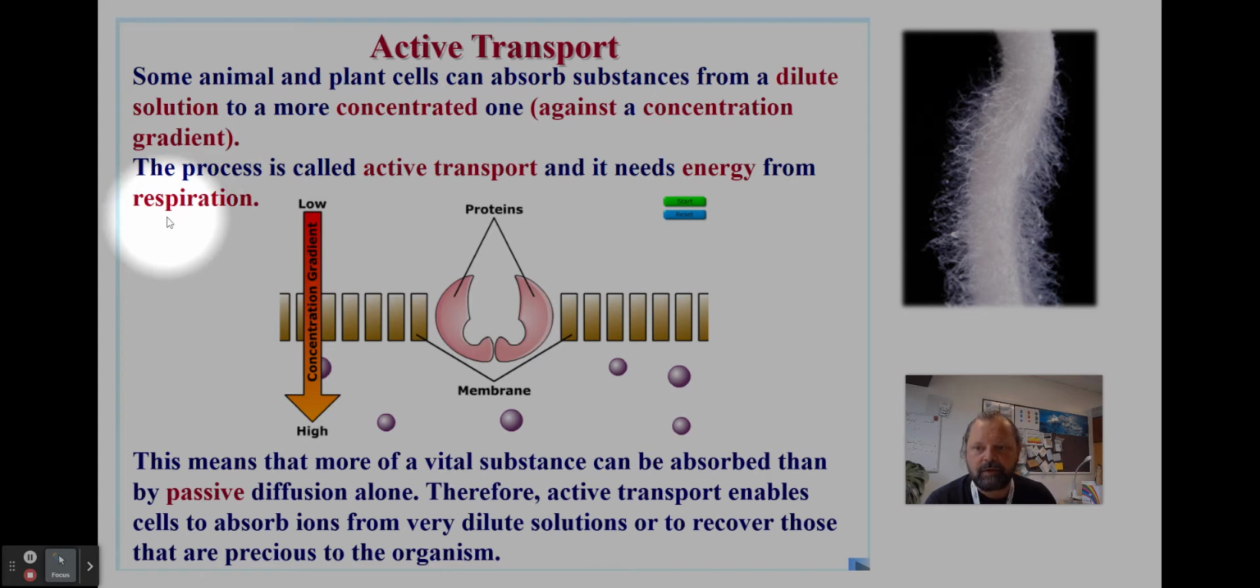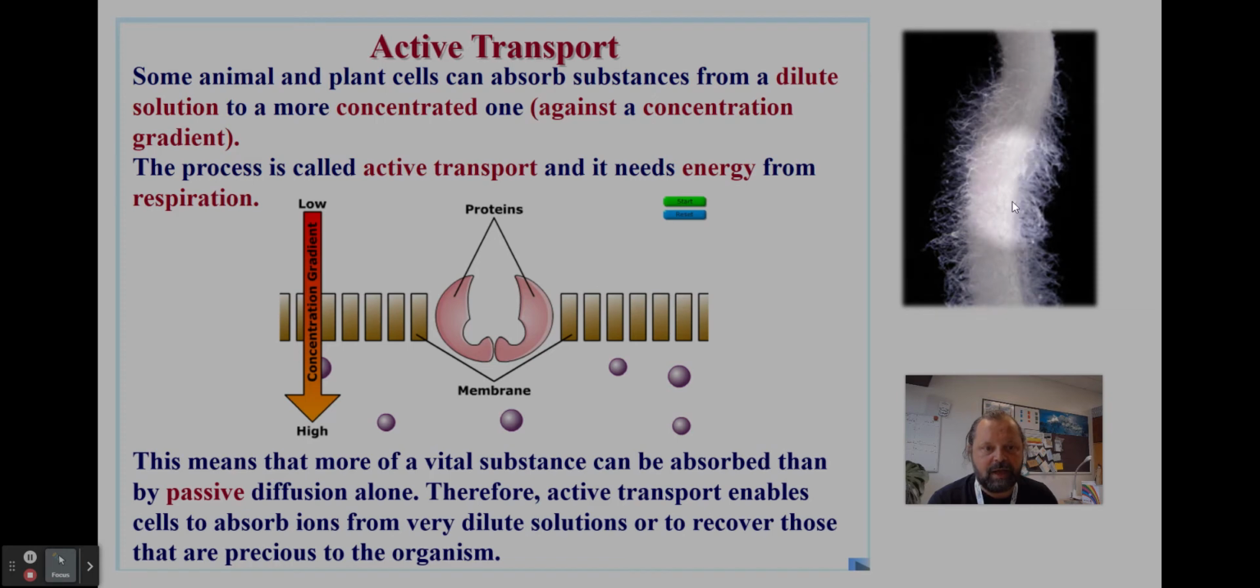So an example of active transport would be in plants, roots absorbing mineral ions from the soil where the solutions can be very, very dilute. Although the plant might have plenty of magnesium already, it doesn't want to miss out on an opportunity to get as much as possible, so it uses some energy to pull that magnesium in from the liquid in the soil into its cells.